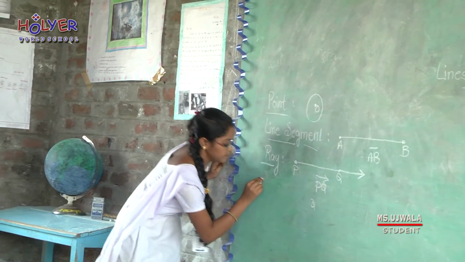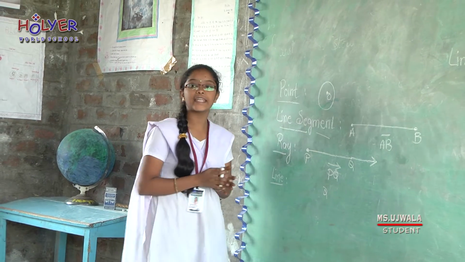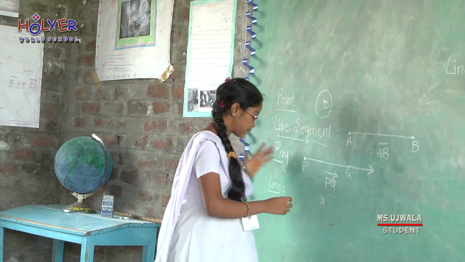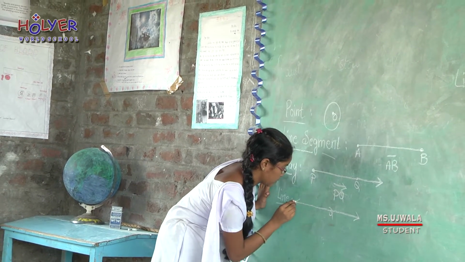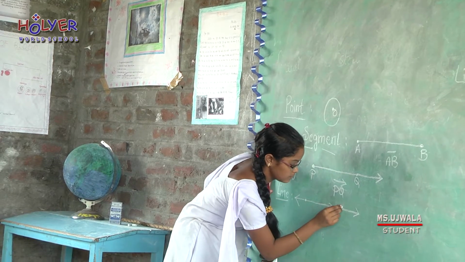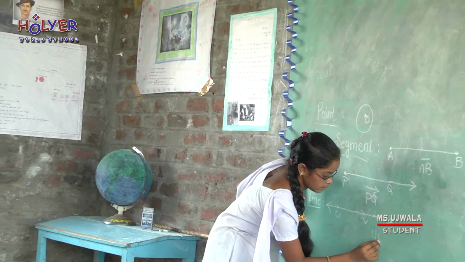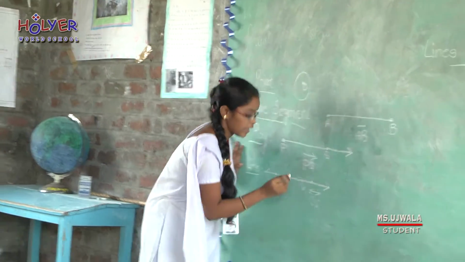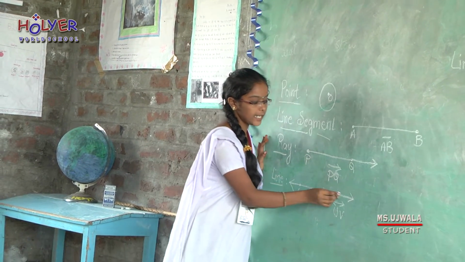Next, line. A line has no endpoints and it can be extended in both directions. UV is a line. It can be extended in both directions.